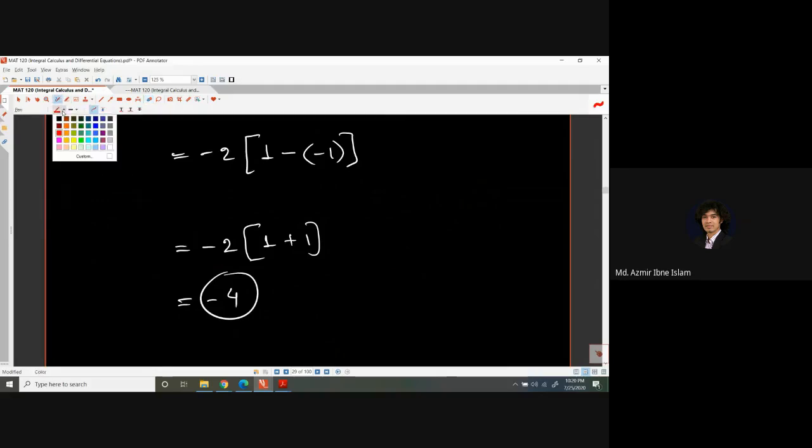So finally, whatever we have found, that is actually the area. Since it is a finite value, it is the area. Okay.